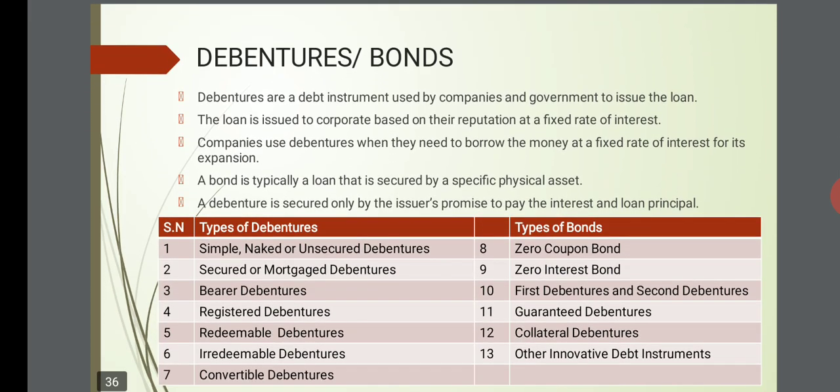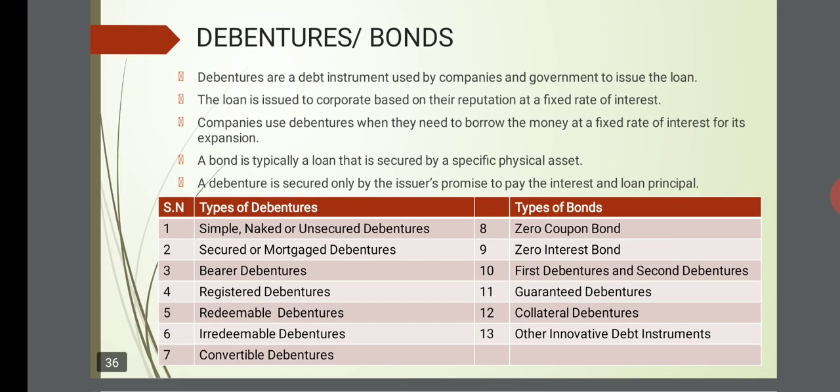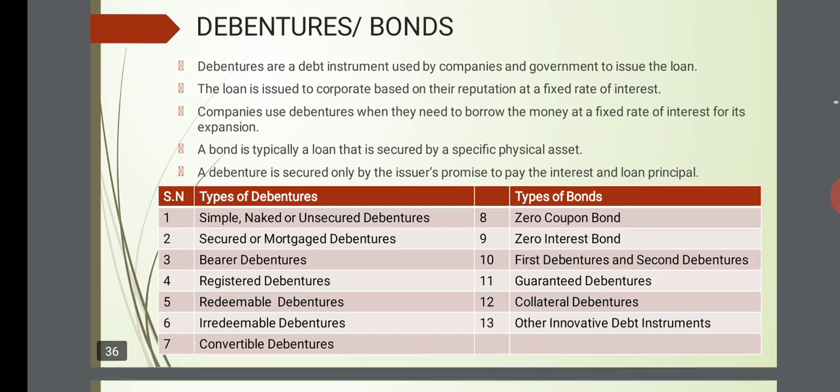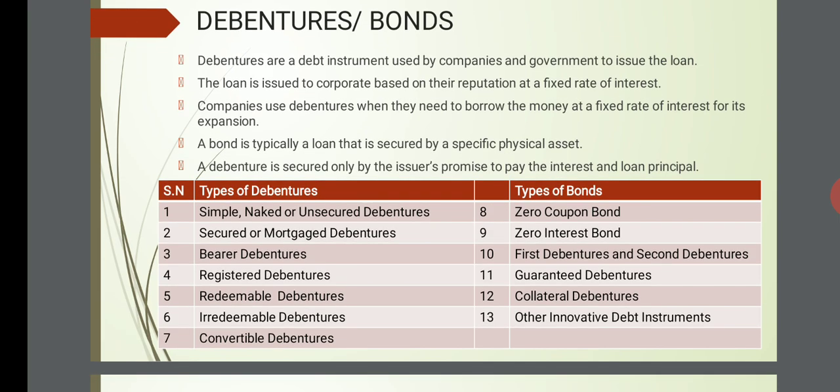Now let us go to debentures. Bonds and debentures are debt instruments used by companies and governments to raise a loan. The loan is issued to a corporate based on its reputation at a fixed rate of interest. Companies use debentures when they need to borrow money at a fixed rate of interest for expansion. A bond is typically a loan secured by a specific physical asset. A debenture is secured only by the issuer's promise to pay the interest and the loan principal. So this is the difference between a debenture and a bond.